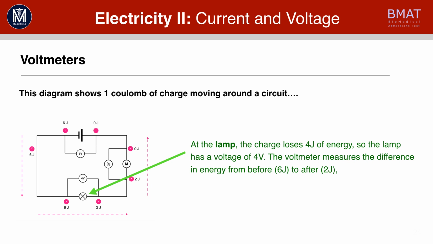At the lamp, the voltage is measured as 4 volts, which means that there's 4 joules of energy transferred per coulomb of charge. There's only 1 coulomb of charge, so this means that 4 joules of energy are taken from this coulomb, which means that there are 6 joules before and 2 joules after. Therefore, 4 joules are used up. Here, the 4 joules are being converted to other forms of energy, such as light and heat.